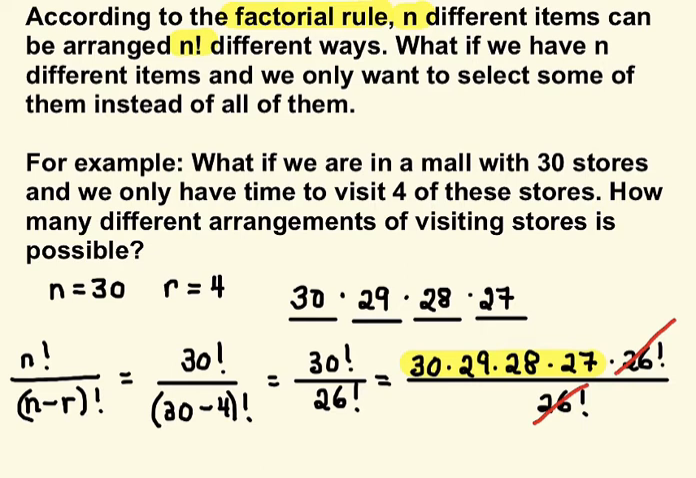So this is another factorial rule, for when we're not going to visit all n stores. We're going to visit fewer stores than we actually have available. This brings us into our next section, permutations. So I'm going to stop this video and I'll continue on to permutations in our next lesson.